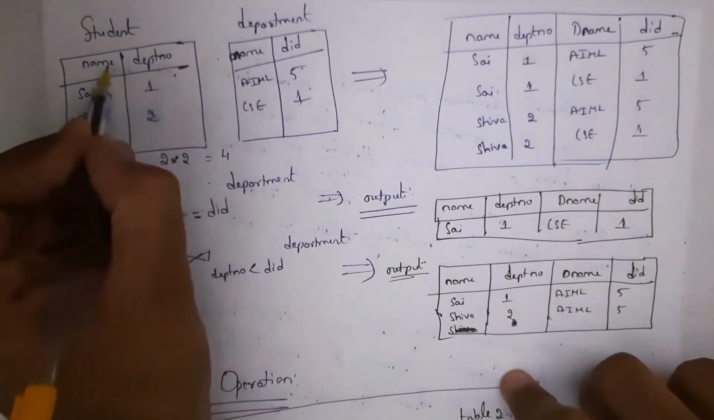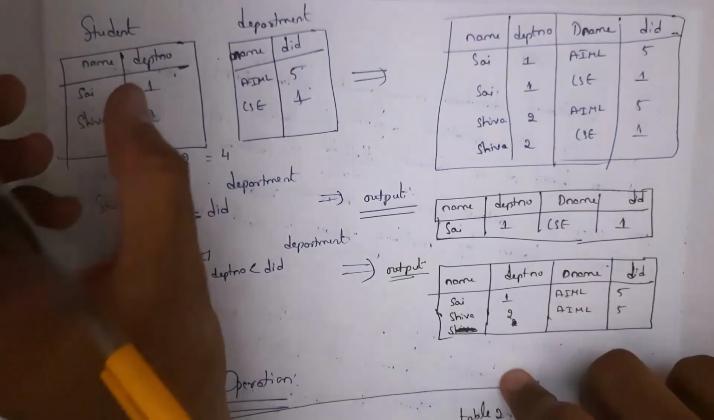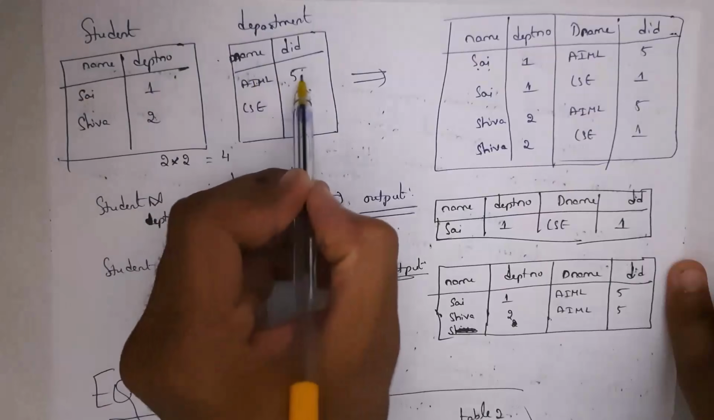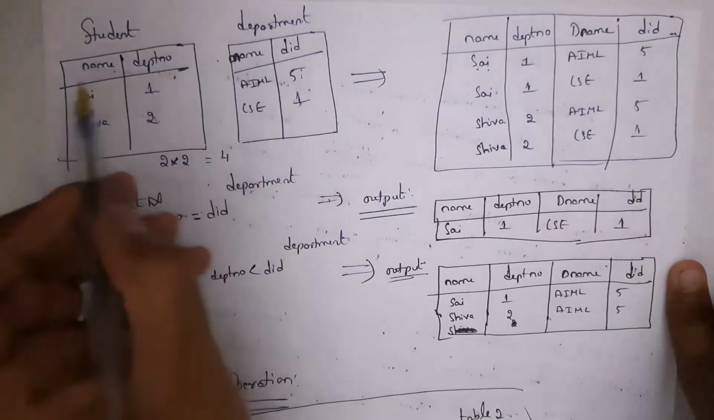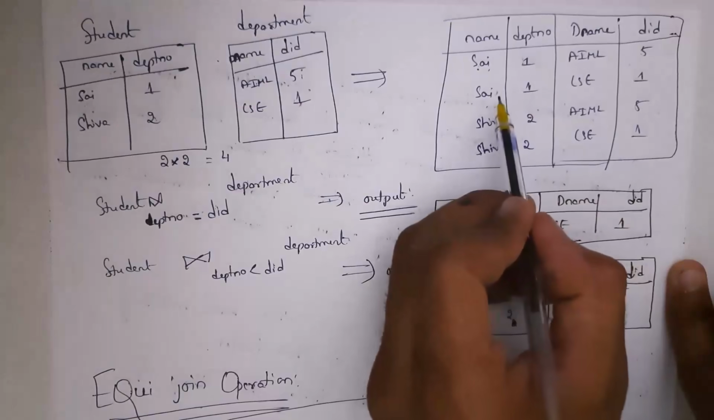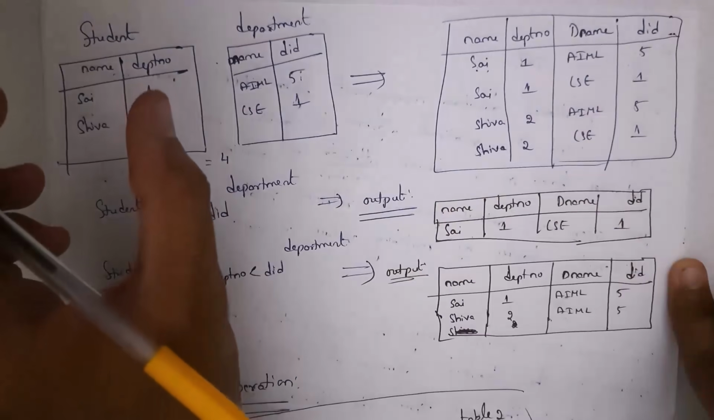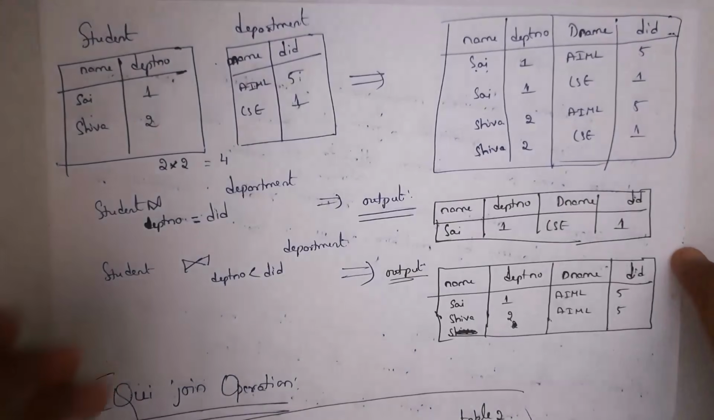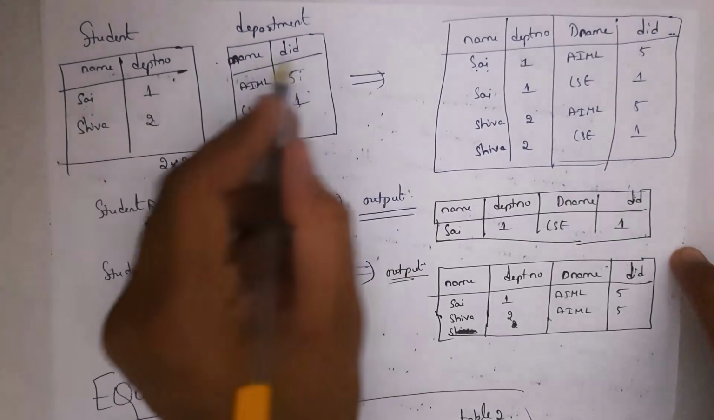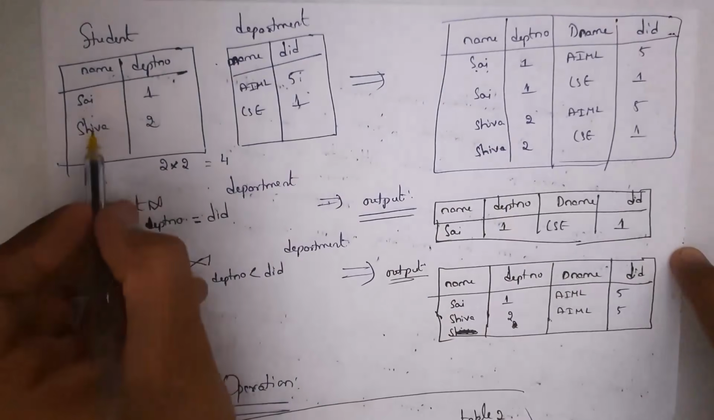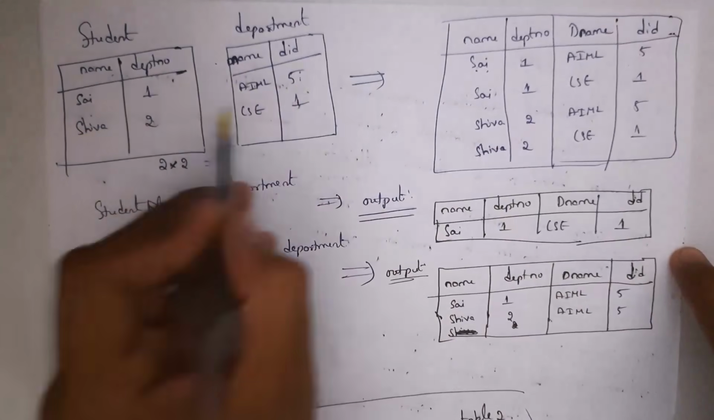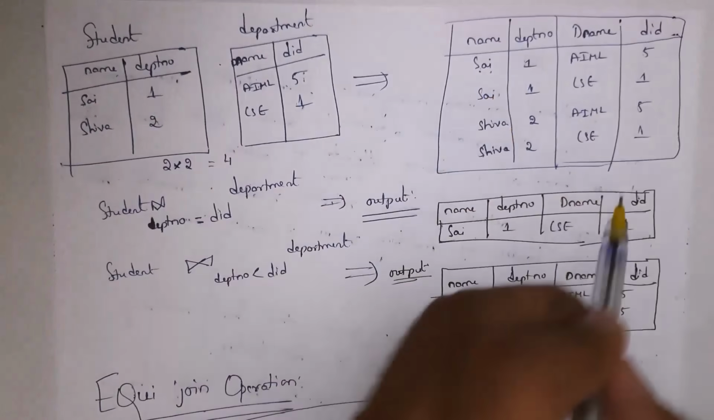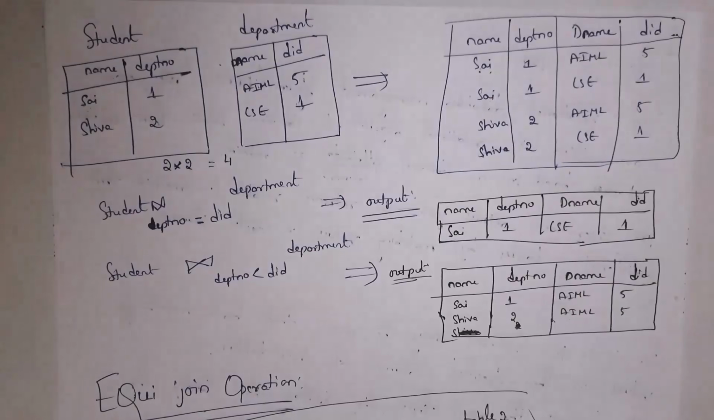At first you need to select the first record from the first table and combine this first record with the 2 records. So at first I am writing Sai 1 AML 5, and next Sai 1 CSE 1. You need to combine this first record with all records in the department table. Similarly, again you need to combine the second record with all the records in the second table. So again I am writing Shiva 2 AML 5, Shiva 2 CSE 1. This is my output. In total there will be 4 records: 1, 2, 3, 4. This is my output for the Cartesian product.